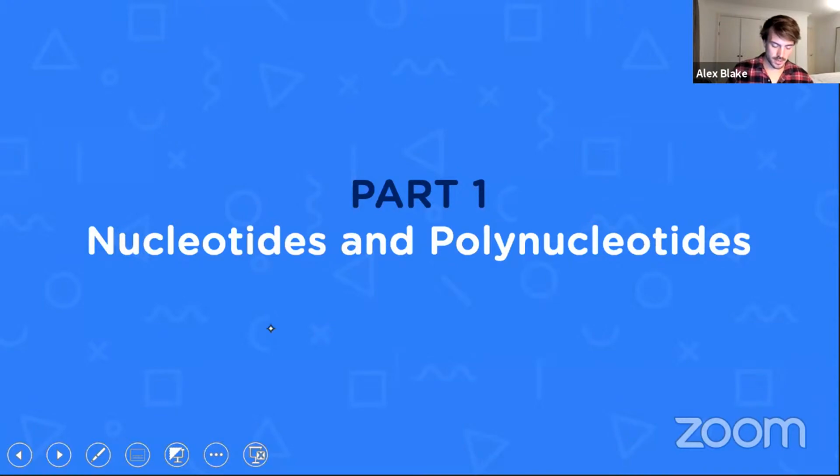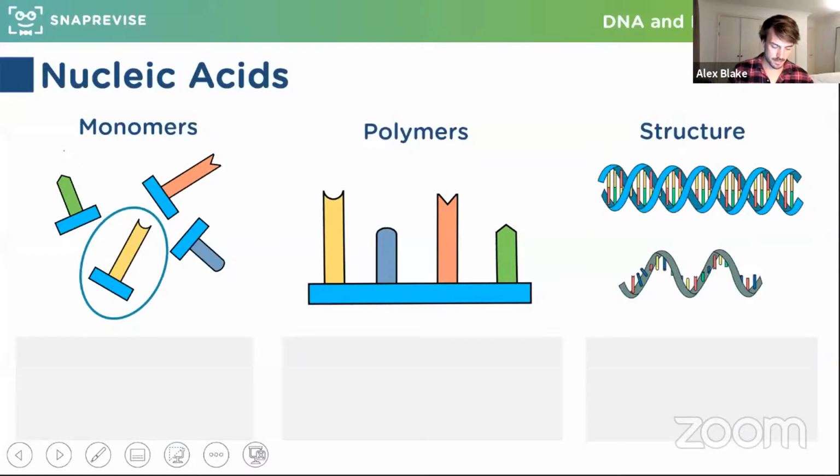So part one, we're going to look at nucleotides and polynucleotides. So what can you guys tell me about the monomers of nucleic acids? And maybe a secondary question is how would you define a monomer versus a polymer? So we should probably recap those as well.